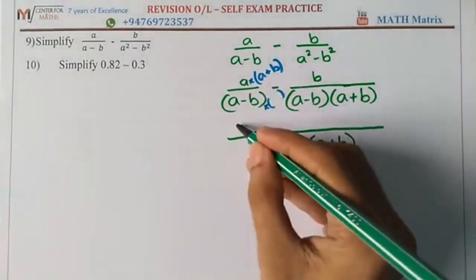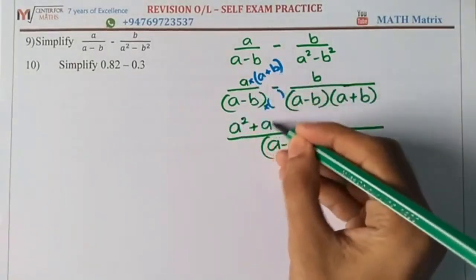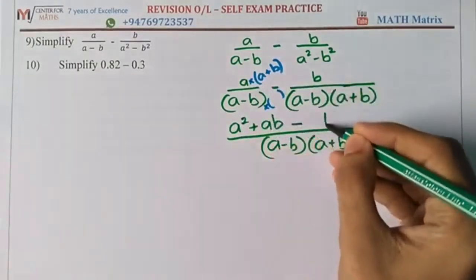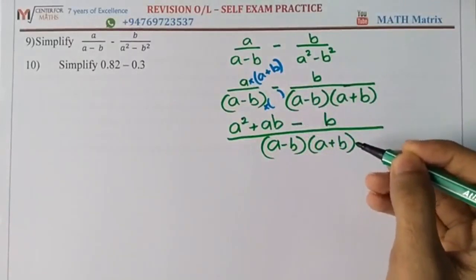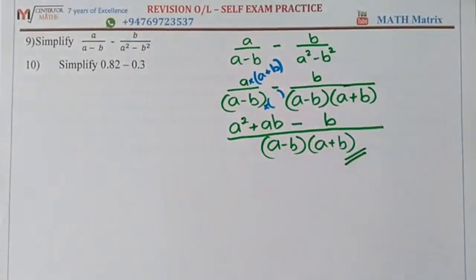A into A is A squared, plus A into B is AB, minus, and here just B is remaining. Can we simplify this further? No. So that's the answer: A squared plus AB minus B over A minus B and A plus B.